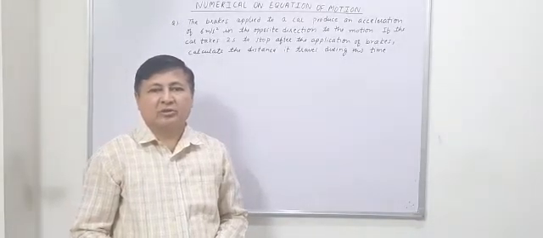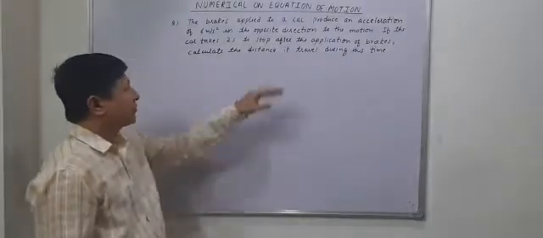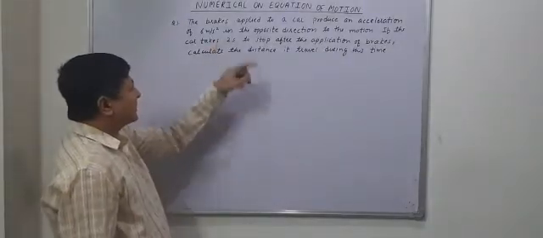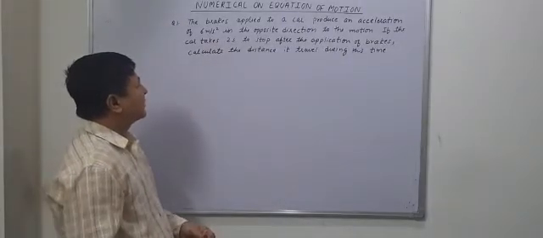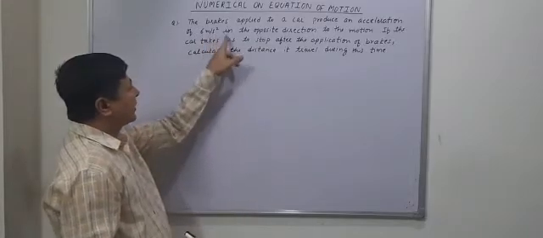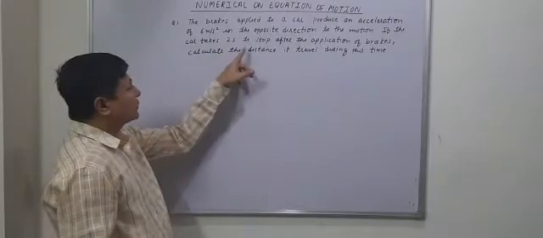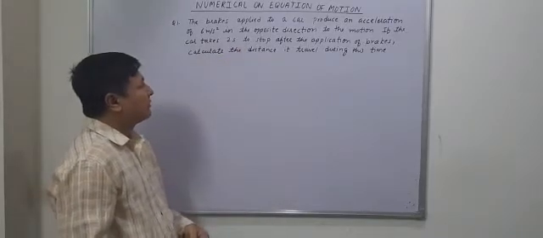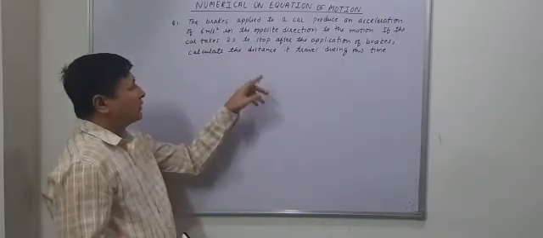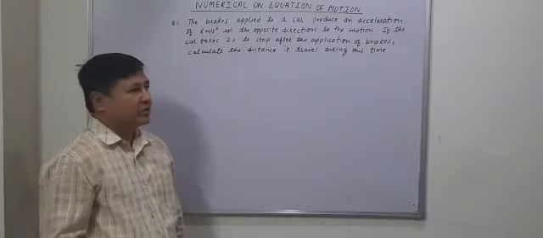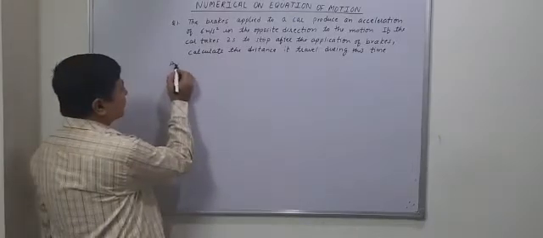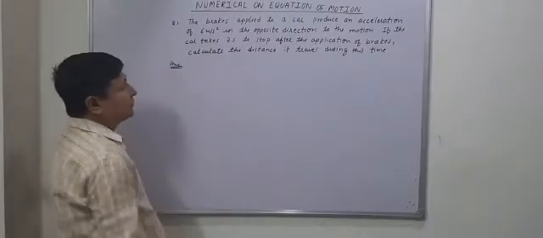Now let us solve this numerical based on the equations of motion. The brakes applied to a car produce an acceleration of 6 meter per second square in the opposite direction to the motion. If the car takes 2 seconds to stop after the application of brake, calculate the distance it travelled during this time. Now first we should see what is given in the question.